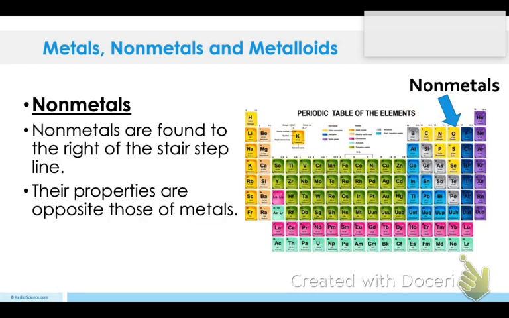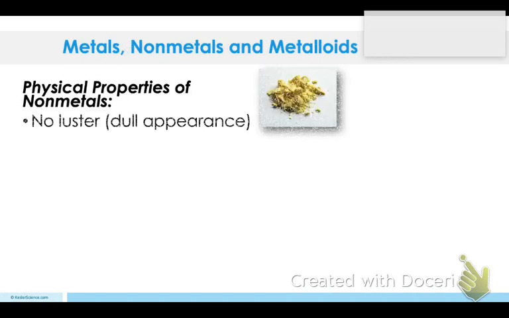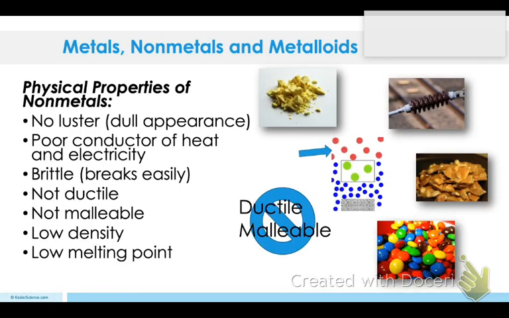So then you have your nonmetals. Nonmetals are found to the right of the stair step. Their properties are opposite of metals, and most are gas at room temperature. So pause there if you're still writing. Physical properties of nonmetals: there's no luster, so it's going to have a dull appearance. Poor conductor of heat and electricity. It's going to be brittle, so it's going to break pretty easily. Not ductile, not malleable, low density, and a low melting point.